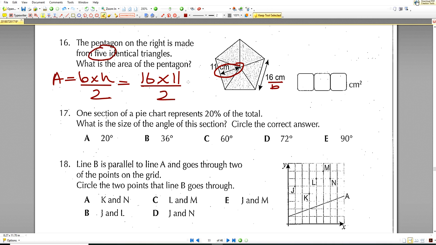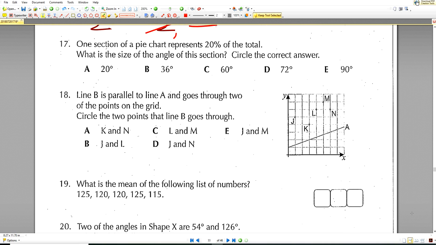Now we've got 5 of those triangles, so we have to times the answer by 5. So we can do a bit of cancelling here. Let's change color. So divide that by 2, divide that by 2. So you end up with 8 times by 11, which is 88. And then 88, you have to times it by the 5 over here to give us our final answer. And when we do that, we'll get answer 440.